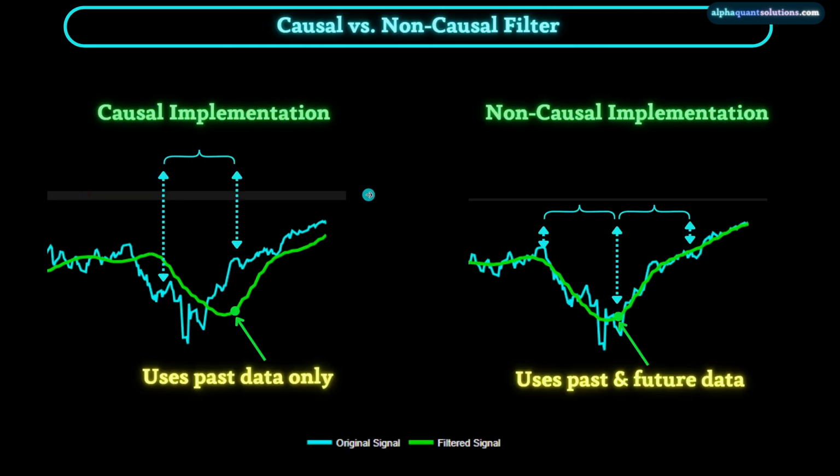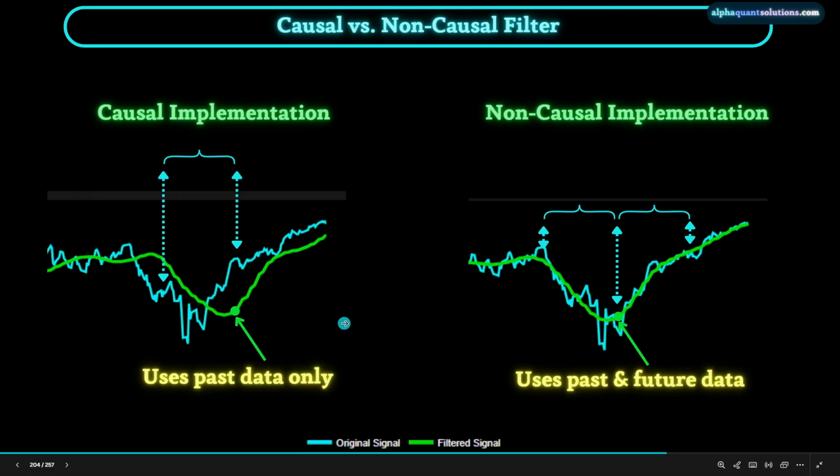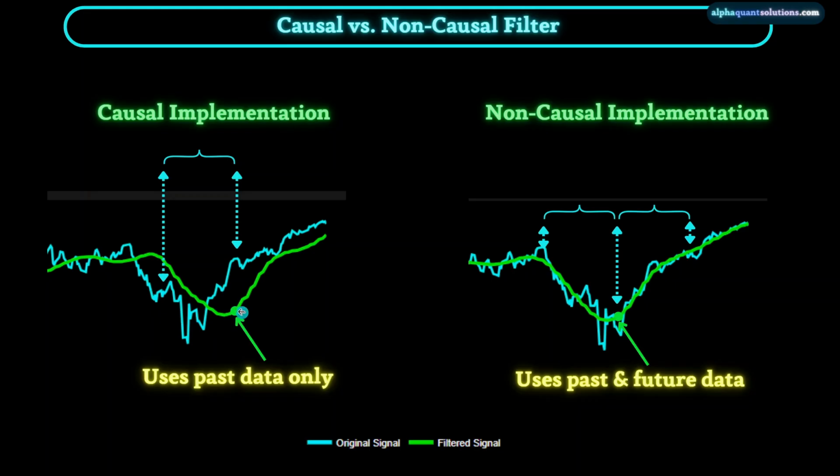Here are two schematic illustrations of a causal versus non-causal filter implementation. So for both, what we see is that the original signal is shown in light blue and the filtered in green. Now, in the causal implementation, suppose now we want to compute this precise data point, so we will call it at time t. In this case, we will use a range of previous data points up until time t, and it's schematically shown by this interval here. So we will use all these data points to compute this one.